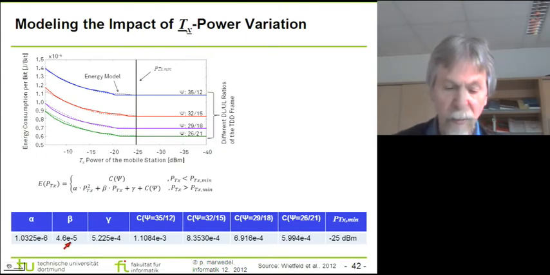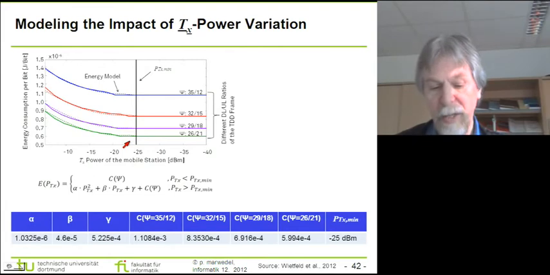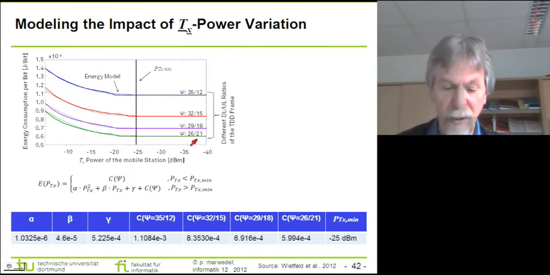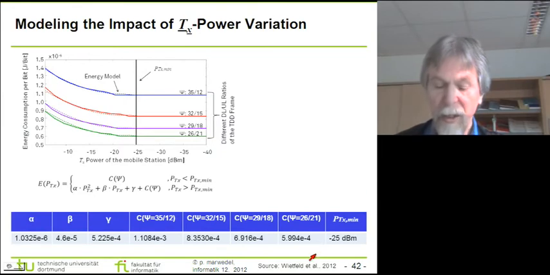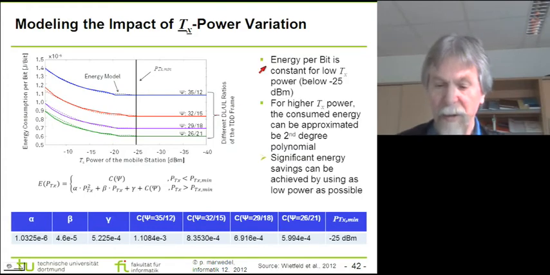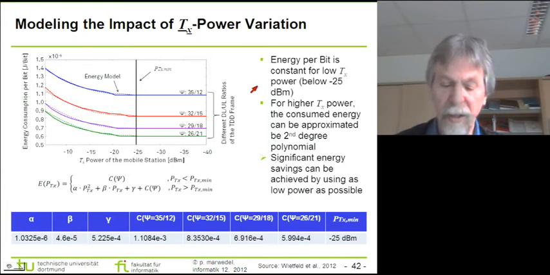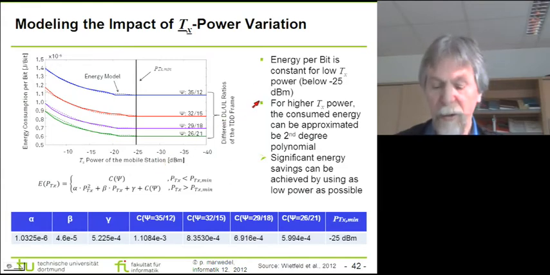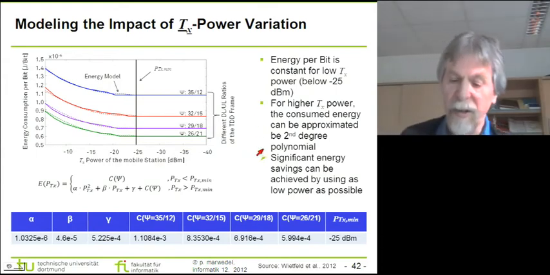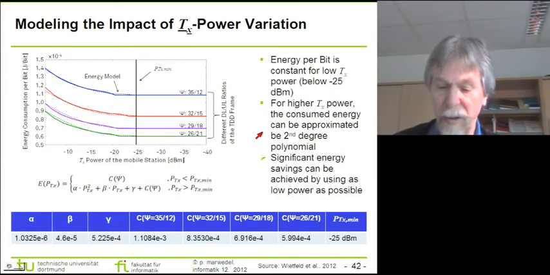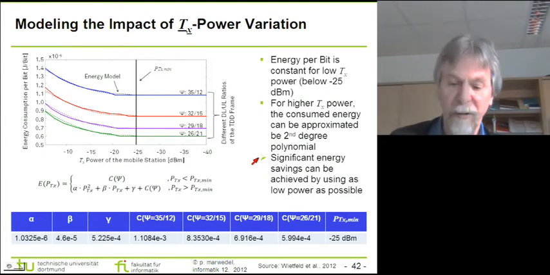So you see that in this case we have an energy model. This energy model corresponds to particular parameters there for this quadratic approximation of this left part of the diagram and the linear approximation of the right part of the diagram. These parameters alpha and beta describe this approximation, and these values over here they correspond to the different ratios of the time allocated for uplinks and downlinks. So we see that the energy per bit is constant for very low transmission powers. For higher transmission powers, the required energy can be approximated by a second polynomial degree. And we can also see that significant energy can be saved if we use the smallest power that's actually available, the smallest power that still guarantees communication.